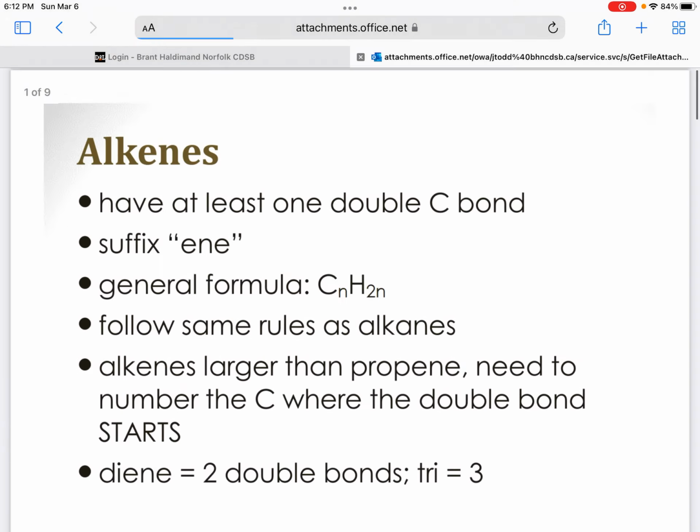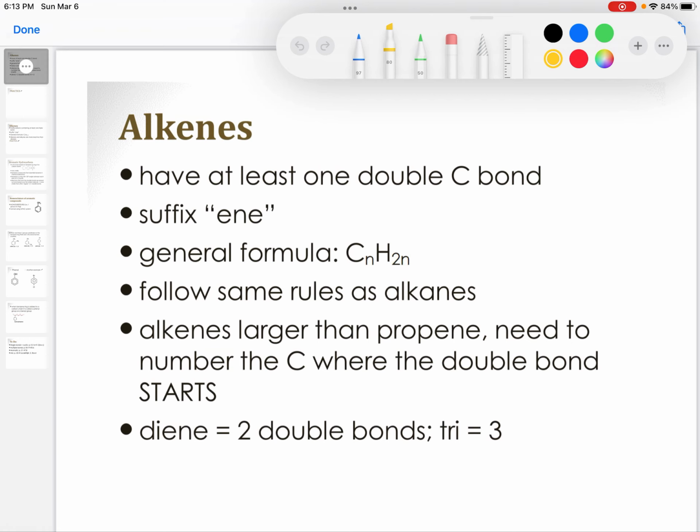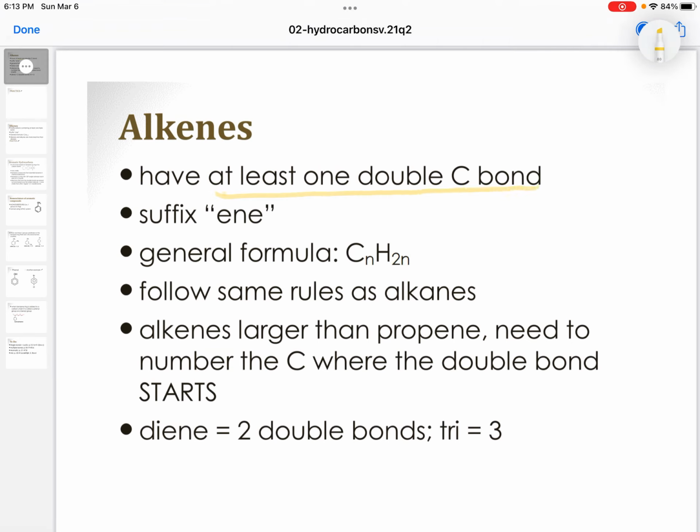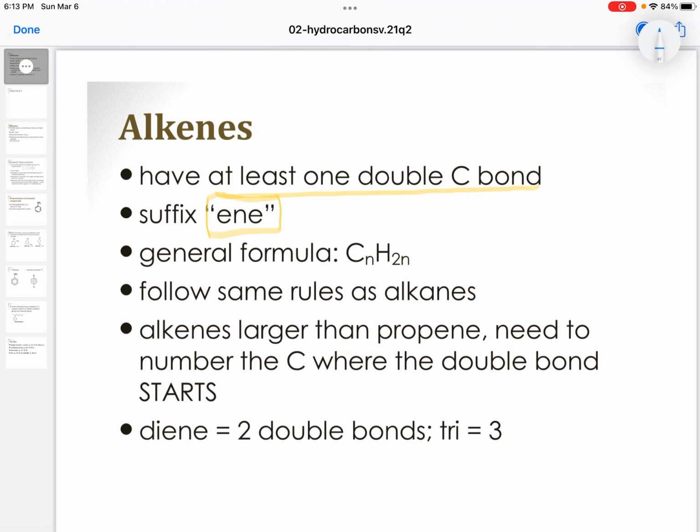Okay, so we are going to finish discussing hydrocarbons, and we are going to focus on what happens when you have at least one double bond and at least one triple bond. We are going to change the ending to ENE. Again, there is the general formula. We're not really going to focus too much on that because we're going to do the same thing. We're going to name and we're going to draw and we're going to show how the atoms are arranged. So we are going to follow the same rules as alkanes.